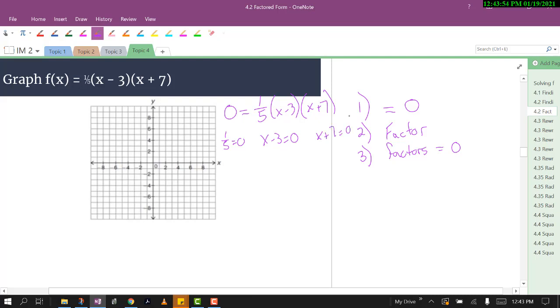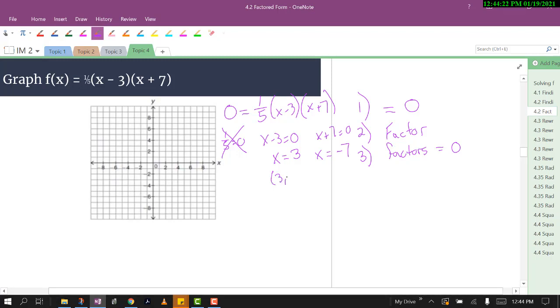So if we look at all of these, well, 1/5 equals 0 doesn't make any sense. 1/5 is not 0. x minus 3 equals 0. We add 3 to both sides, we get x equals positive 3. Or another way to think about it: what minus 3 gives us 0? Well, it's got to be 3. Likewise, x plus 7 equals 0. We'd subtract 7, so x equals negative 7. So those are our two zeros.